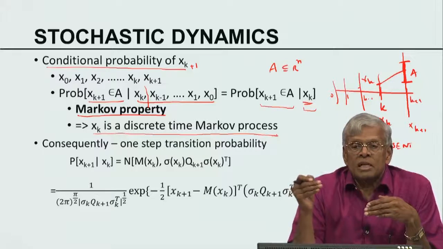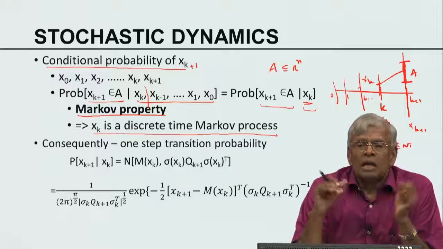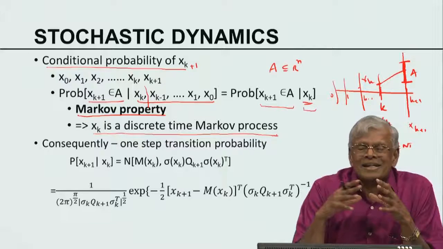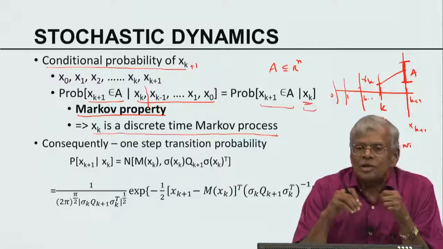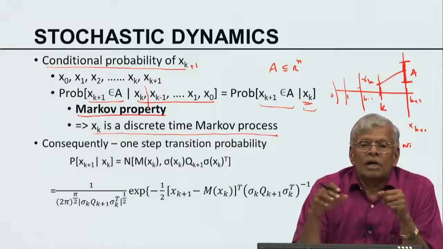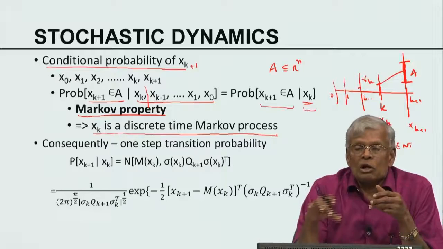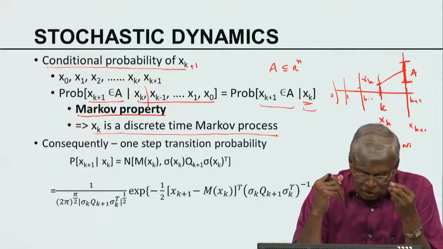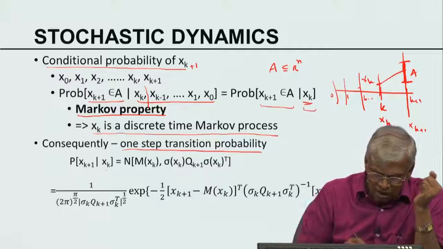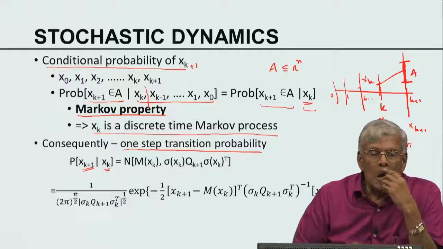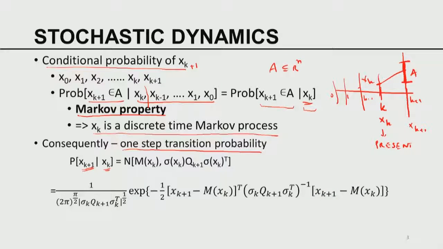Continuous time evolution of the Markov process theory still exists, but that theory is a little bit more technical. In order to reduce the amount of mathematical technicality that one needs to know, we confine our attention to the analysis of nonlinear difference equations which are driven by a state dependent noise vector, and the evolution together describes a discrete time Markov process. Therefore, we are interested in what is called the one step transition probability. Given xk, what is the probability of xk plus 1? This is the one step conditional transition probability. So if I am given xk, M of xk plus 1 depends on M of xk plus the noise term.